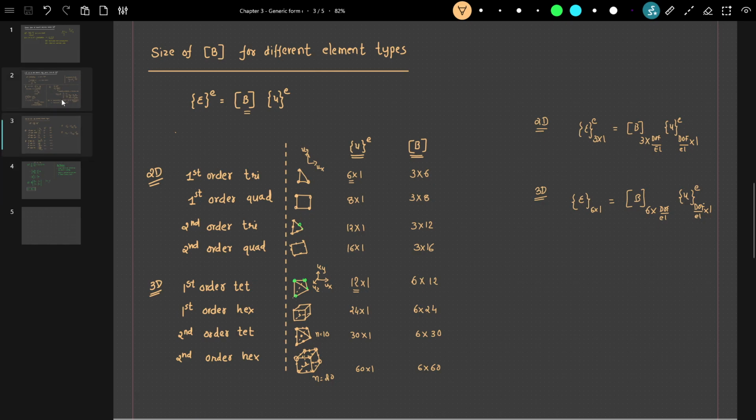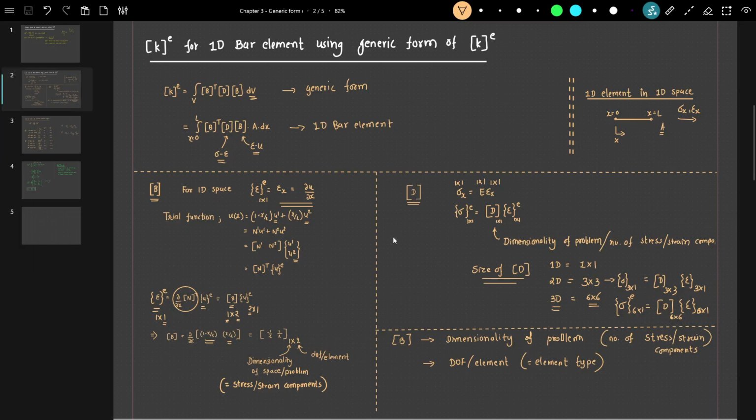So hope these B and D matrices are clear. Now let's come back to 1D bar element. We have B matrix and D matrix. B matrix is minus 1 by L, 1 by L, and D matrix is simply E. So we will substitute B and D here and derive the element stiffness matrix for 1D bar.